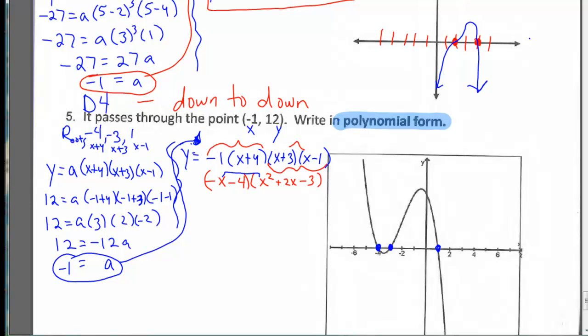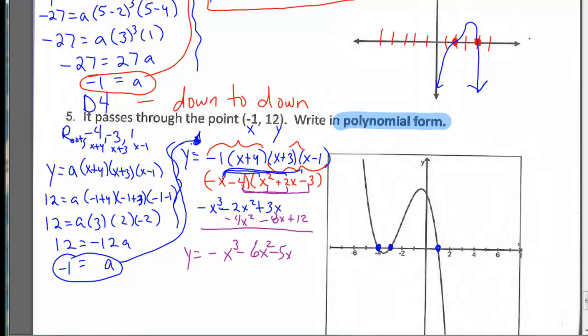Now I can multiply these two together using distribution. So negative x times x squared is negative x cubed. Negative x times 2x is negative 2x squared. Negative x times negative 3 is positive 3x. Moving on, we get negative 4 times x squared is negative 4x squared. Negative 4 times 2x is negative 8x. Negative 4 times negative 3 is positive 12. Combined terms, we get y equals negative x cubed minus 6x squared minus 5x plus 12.